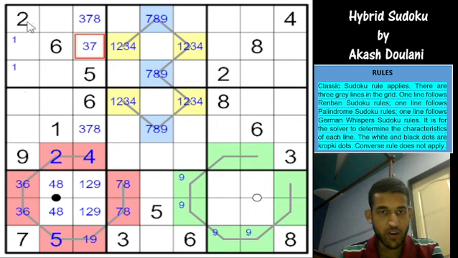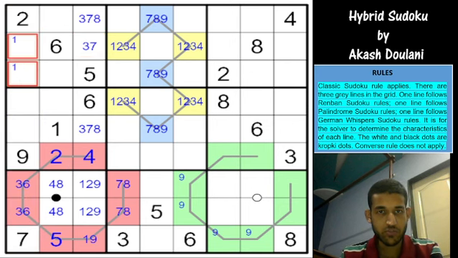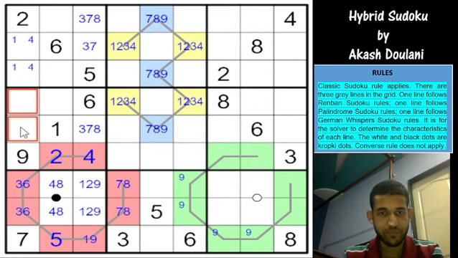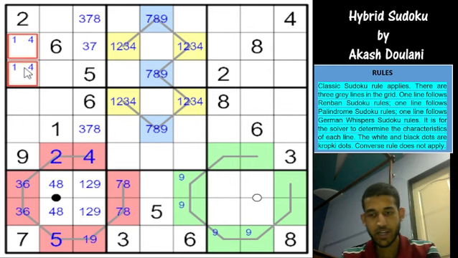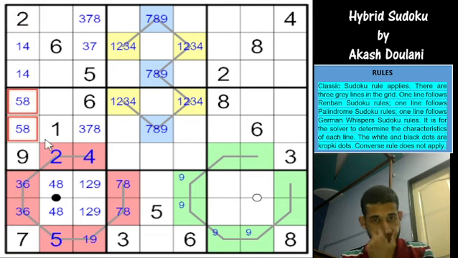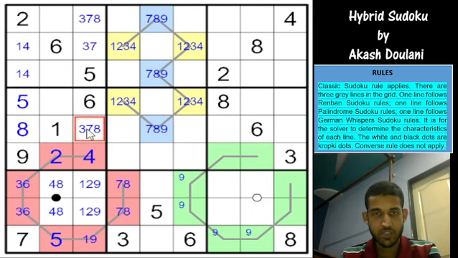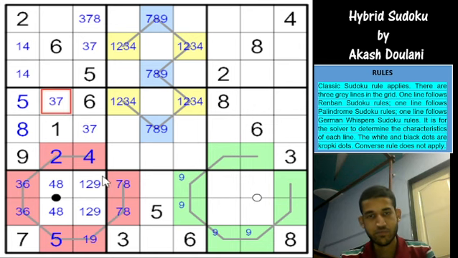Okay, so if I look at column 1 again, 4 goes in one of these two cells, right? 4 cannot be here. So 4 goes here, and that gives me a locked pair. So 1 and 4. So 1, 2, 4, 3, 6, 7 and 9. So this becomes 5, 8. And which can be resolved 5 and 8. So this would be 3, 7. And that has to be 3, 7.